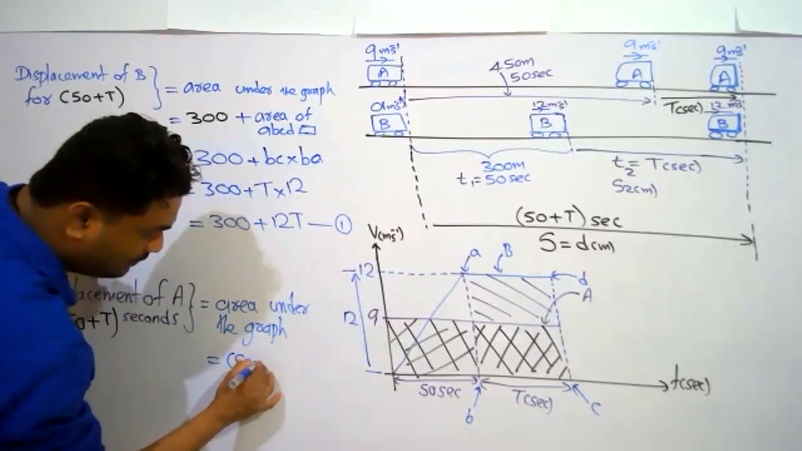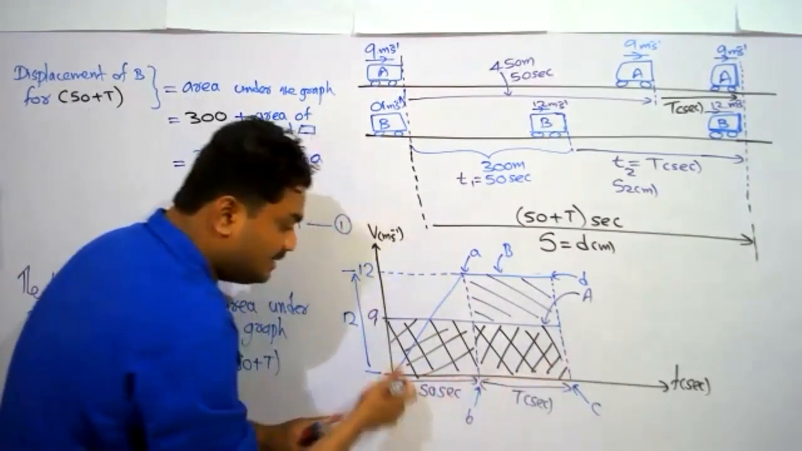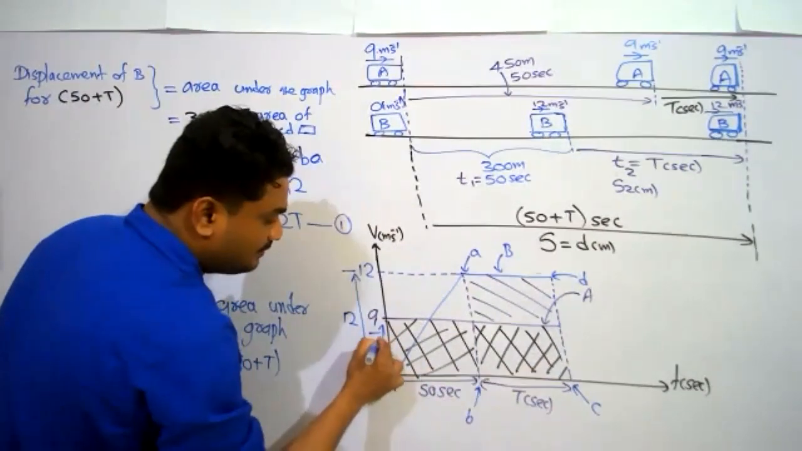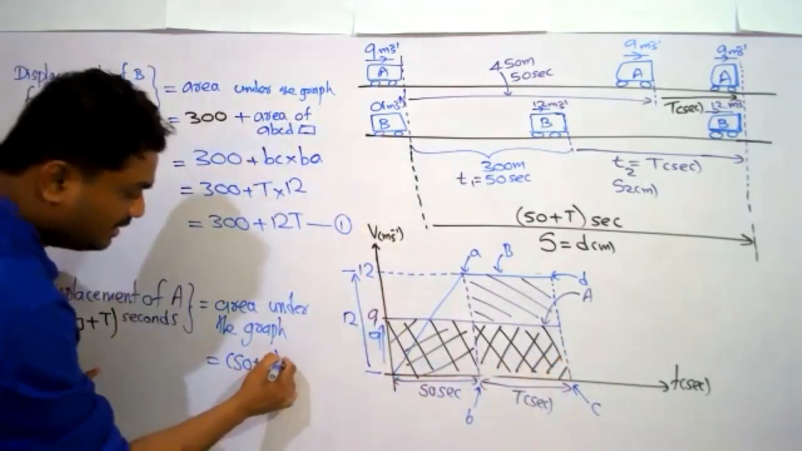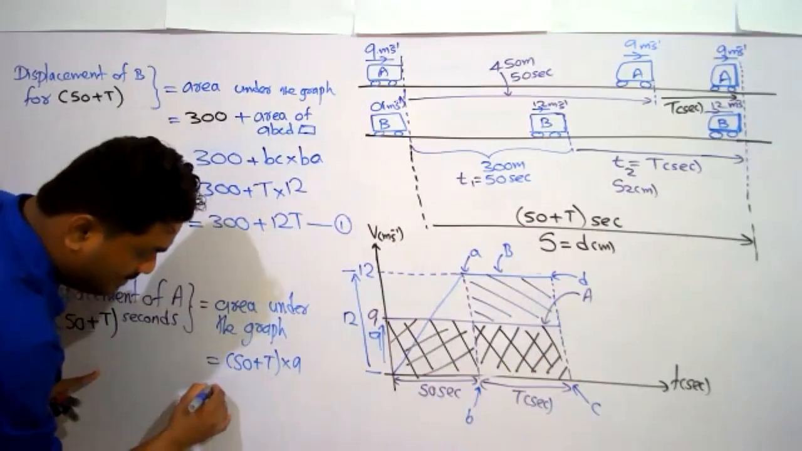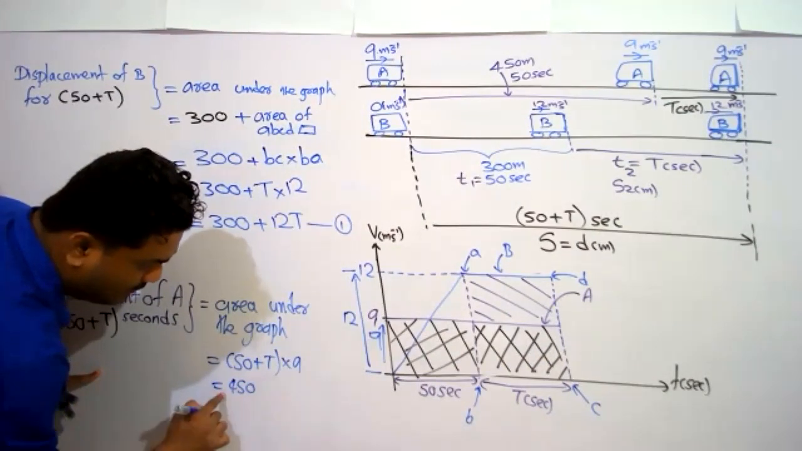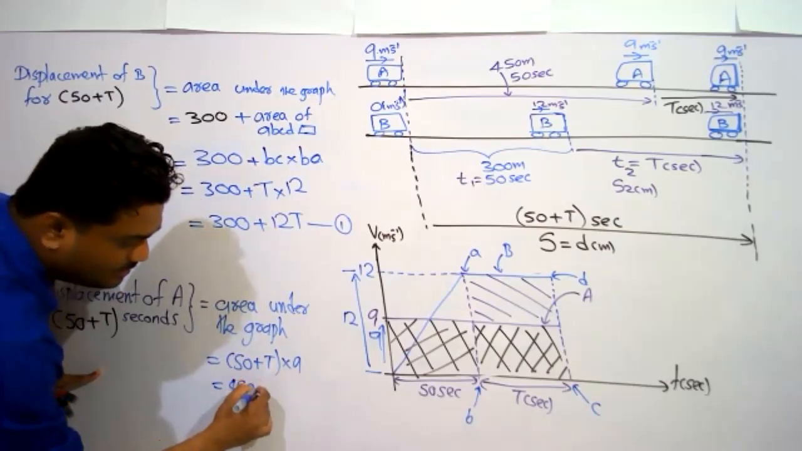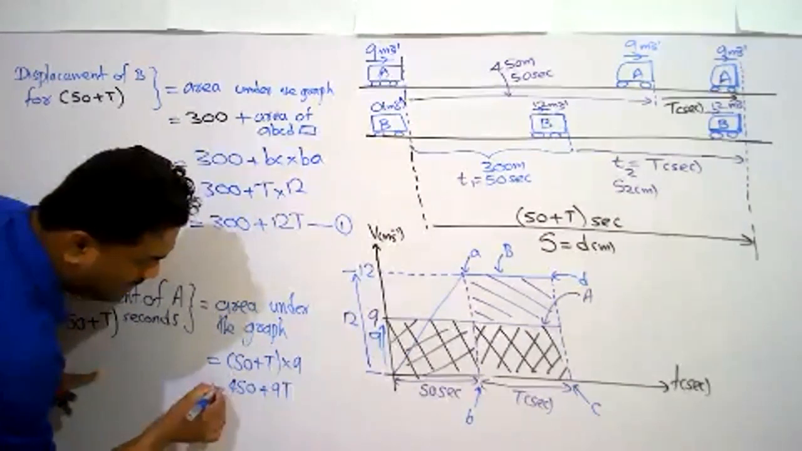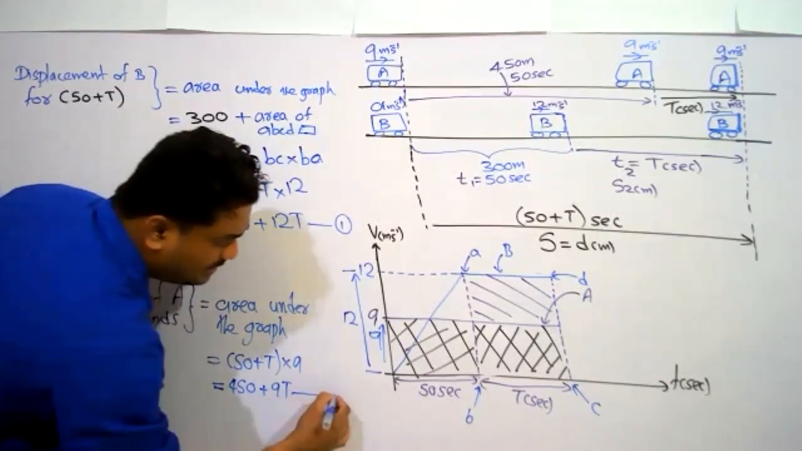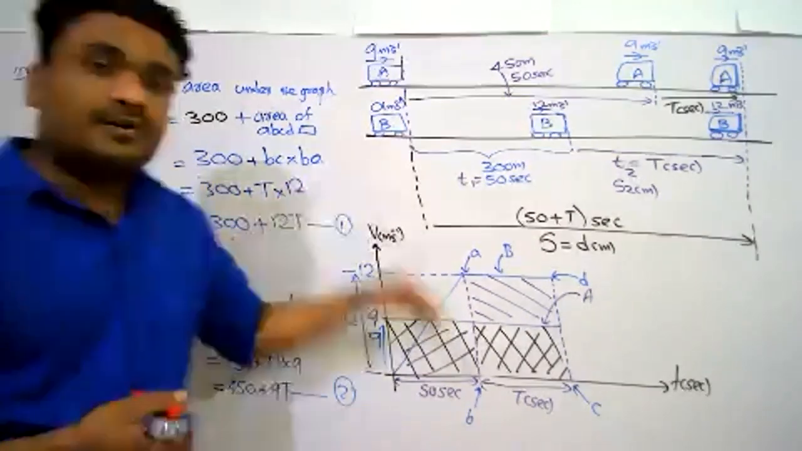Length is 50 plus capital T. Width is, this is just 9. Width is 9. Length is 50 plus T. So let me remove the brackets. 9 times 50, that is 450. 9 times T is 9 capital T. So let me take this as 9 times capital T. So write that one here.